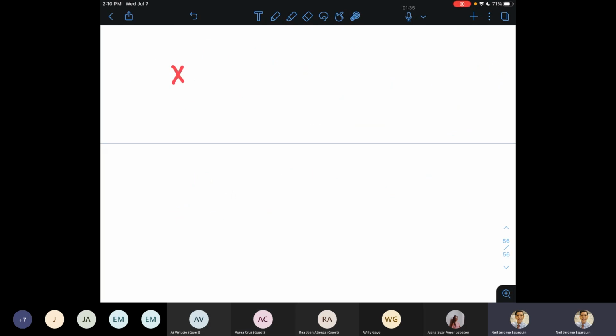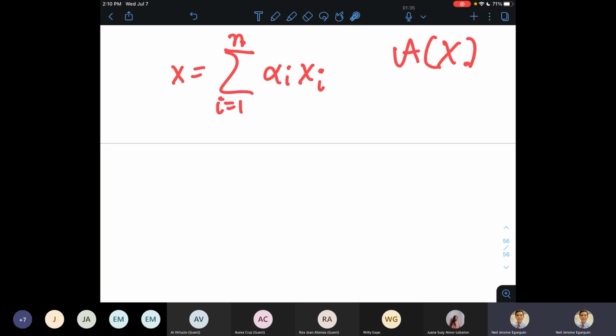Kasi pag in-expand mo si x as the sum of alpha times xi, unang-una, hindi mo kailangan gamitin lahat ng elements ni big X. Maybe you can just use n of them. And the definition of being an affine combination doesn't require any element of capital X to be used. So posible talaga na ilang vectors lang yung gamitin mo para sa expansion. And it is not necessary that you use the zero vector. We don't know if the zero vector is one of the xi's. All right? But it's an affine combination anyway.